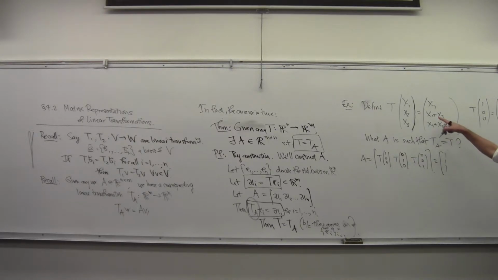What about my second column? Well, that's T of 0 1 0. So what that's going to be, somebody tell me, Avery? 0 1 1, right? And the last guy will be 0 0 1.